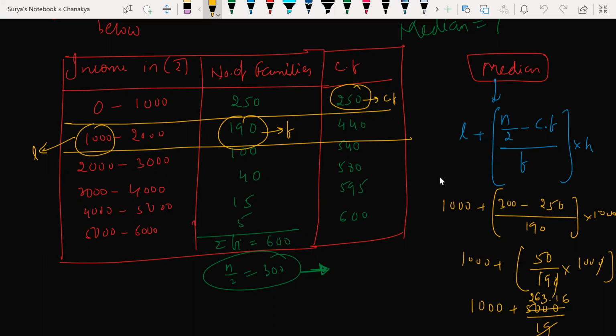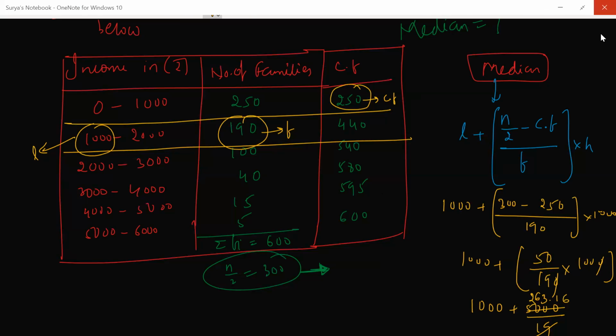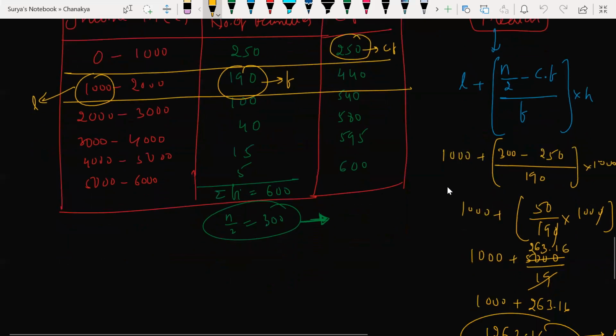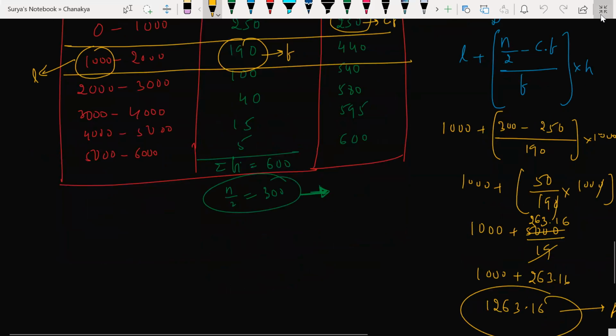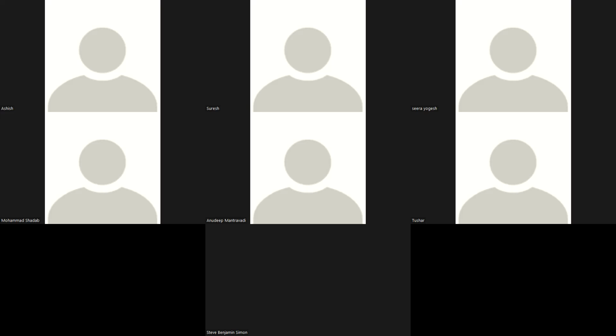Whatever n by 2 you got, 300, wherever you have 440, that is my median class. The lower limit of that median class is my L value, and the class size, which I denote with H, is 1000 here. 250 is the cumulative frequency just preceding the median class. I substituted everything and got my median as 1263.16 approximately. Hope it is clear with everyone.